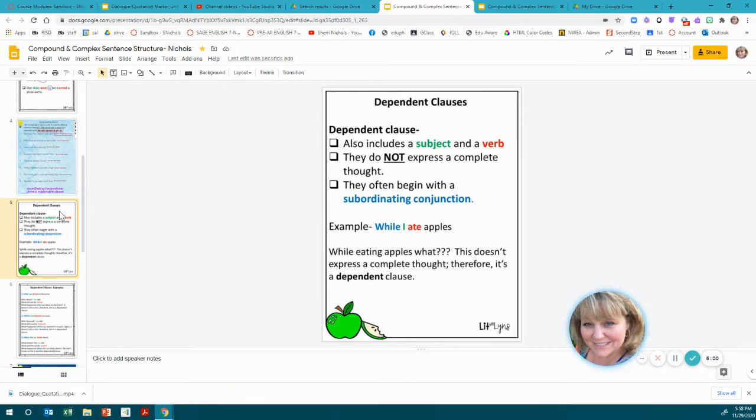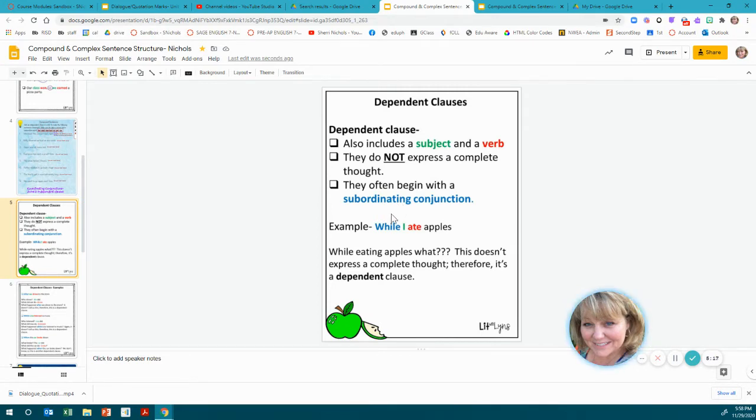And a dependent clause also has a subject and a verb, but they do not express a complete thought. They often begin with a subordinating conjunction. Our subordinating conjunction would be our Webis list. We'll show you more about that in a minute.